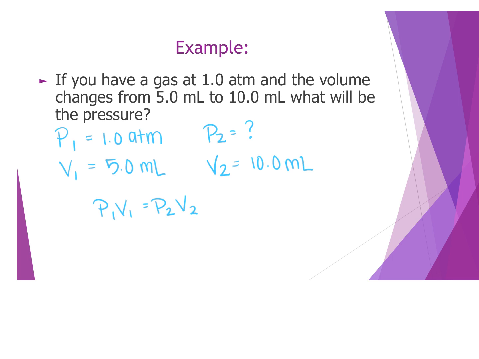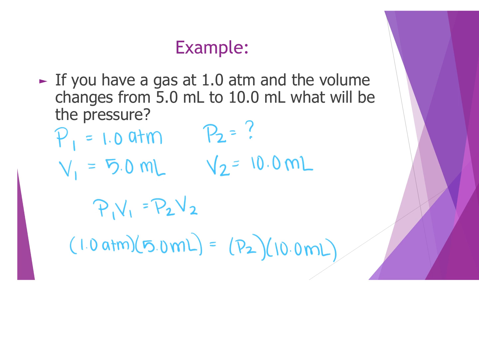And now I'm just going to plug in the numbers in that exact same order. So for P1, I'm going to write in 1.0 atmospheres. For V1, 5.0 milliliters. P2, I'm just going to keep it as P2 since that's what we're solving for. And then for V2, 10.0 milliliters. So on this step, do you see how I kept the same formula? I just now plugged in numbers.